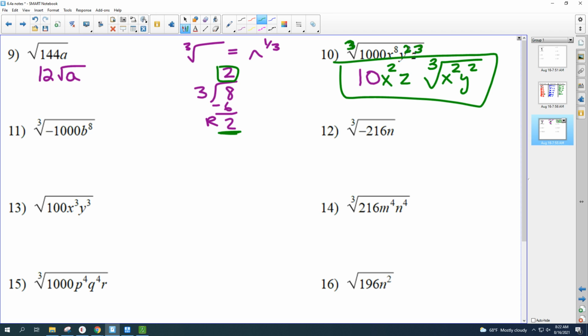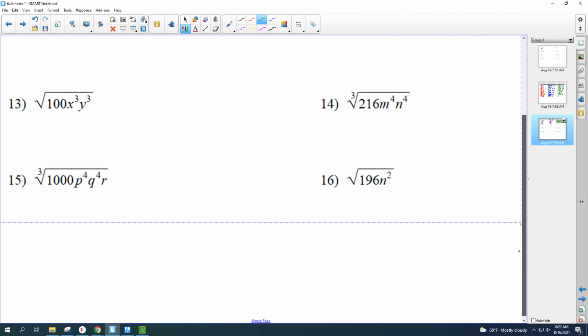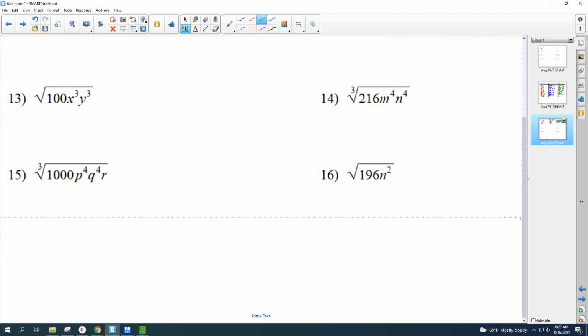So let's look at number 13. It's a square root this time. And you should probably know the square root of 100 without a calculator. I just gave you the answer. Square root of 100 is 10.